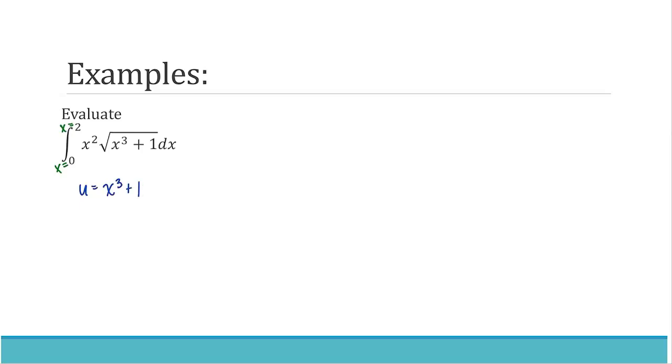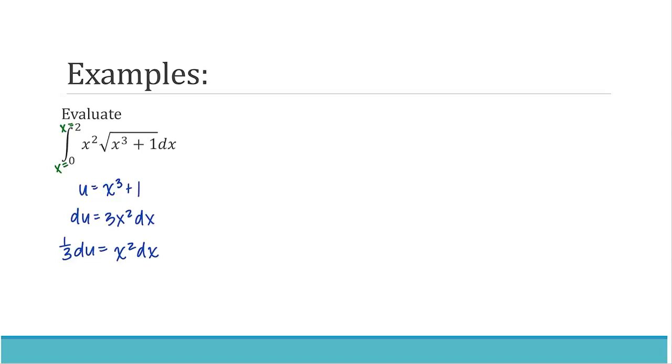And then we're going to find the derivative of that with respect to x. So du/dx is 3x squared. So du is 3x squared dx. I'm only looking to replace x squared dx, so I'm going to divide both sides by 3, or multiply by a third. So 1/3 du is equal to x squared dx.